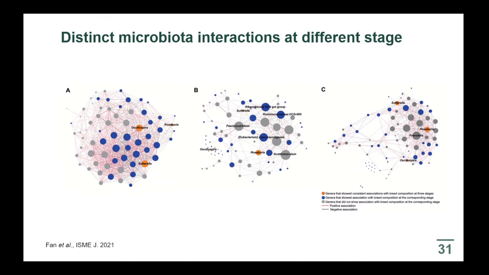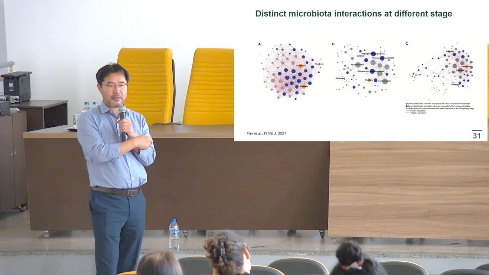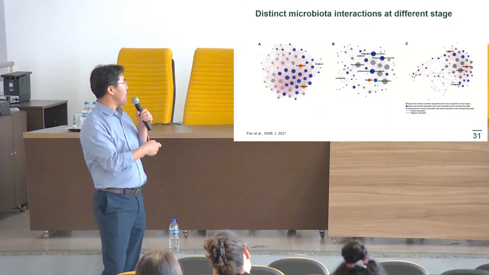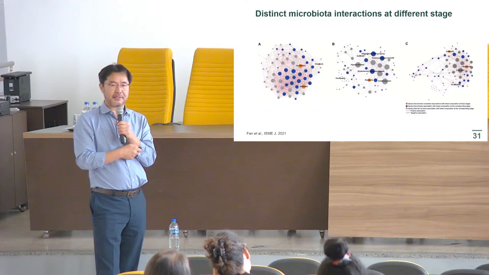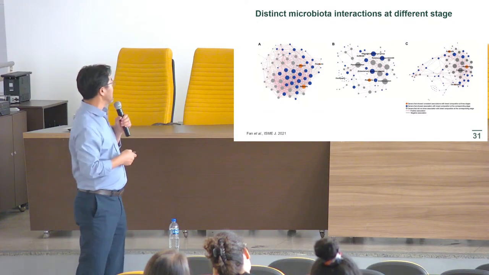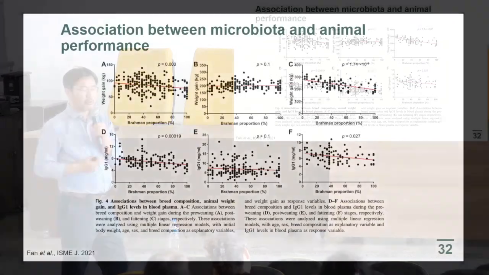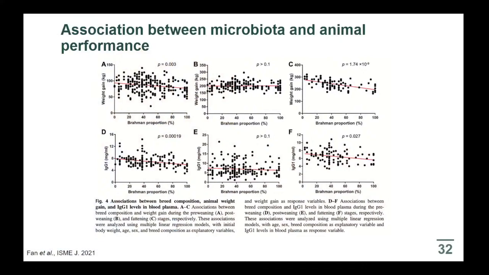However, when they become 9 months, even though we see more richness, now bacterial interaction is limited compared to 3 months. And then when we moved them to feedlot, yes, we didn't see a lot of interactions. So this is our conclusion, that the microbiota composition is affected by host genetics.